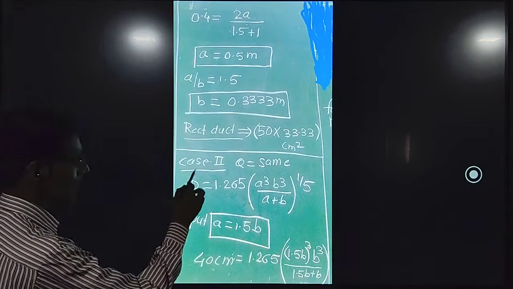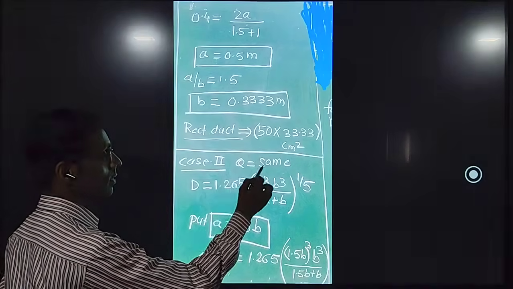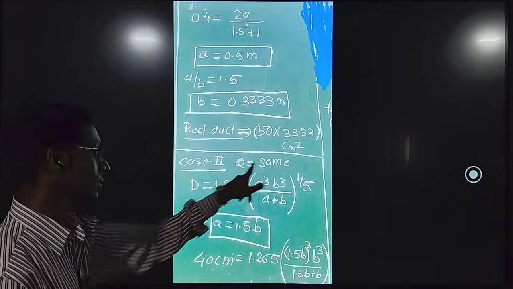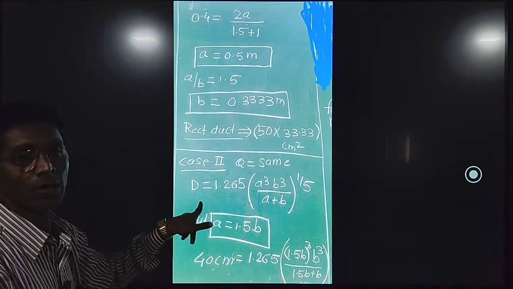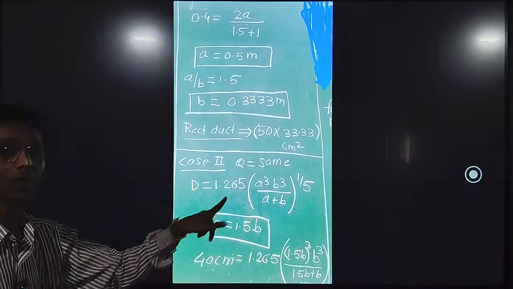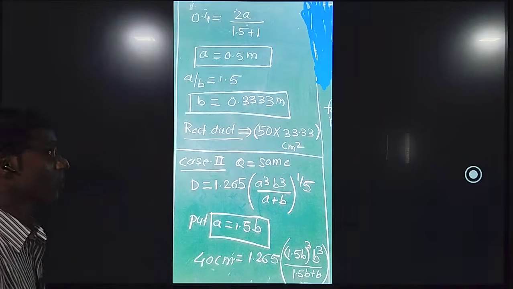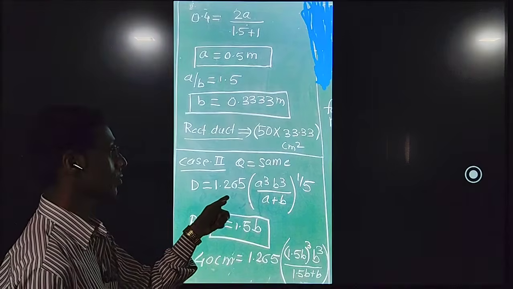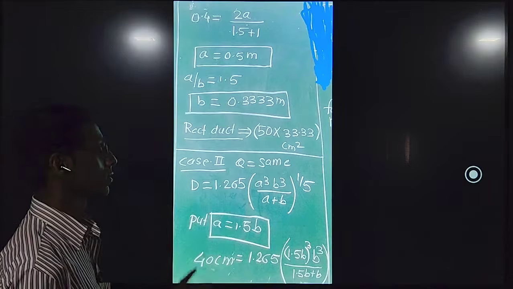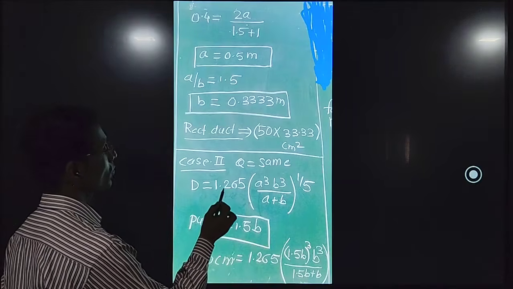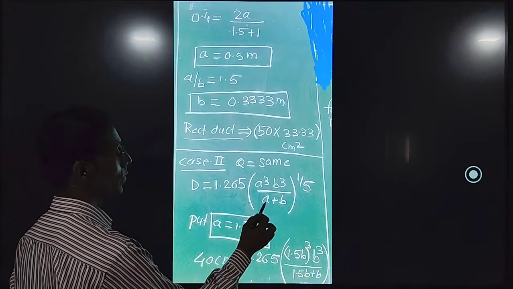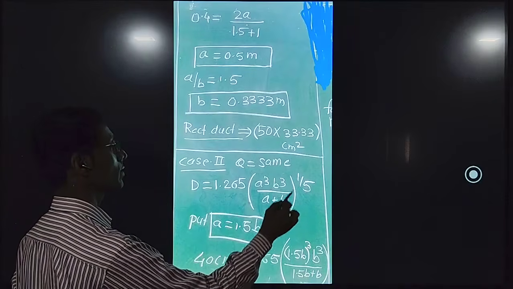Now the second case, where the discharge is the same. For the same discharge, this is a standard formula. This is the outcome of the derivation of the equivalent diameter for the duct when the volume flow rate is the same. So that standard formula we have used directly here: D is equal to 1.265 bracket a cube b cube divided by a plus b bracket complete raised to 1 by 5.